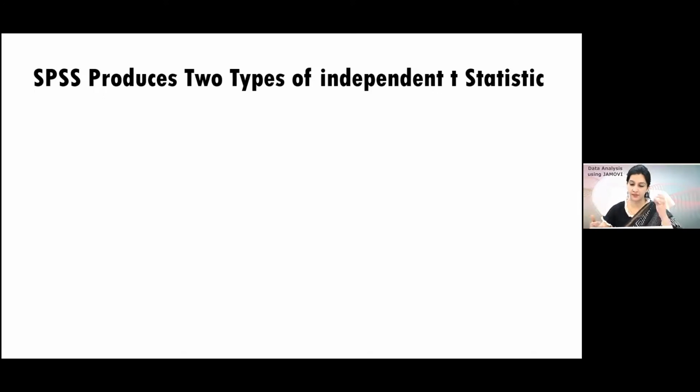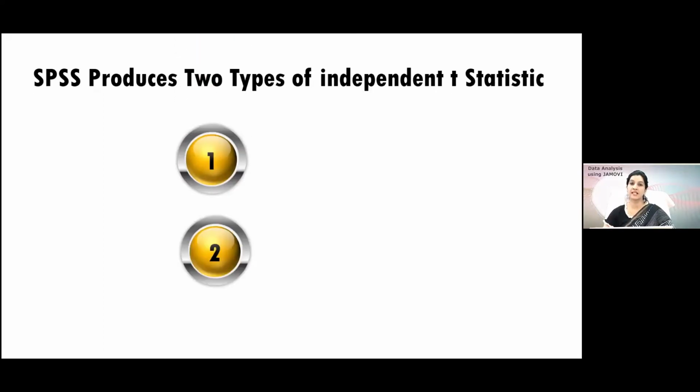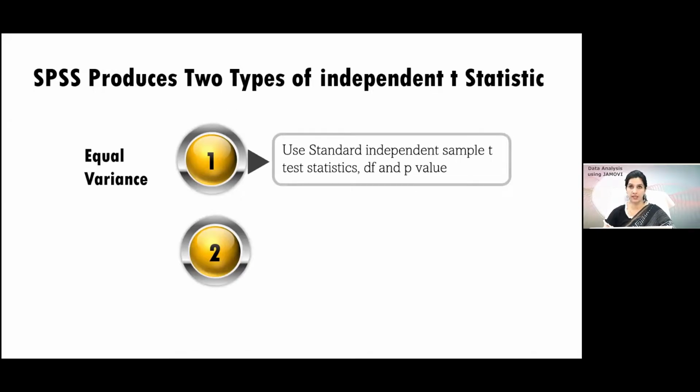Then this Jamovi also has two options of T statistics. There is a Welch statistic and there is a Student T statistic. When the assumption of equality of variance is met, then you should apply the Student T value, which we will see in the Jamovi option, and its degree of freedom and p-value.